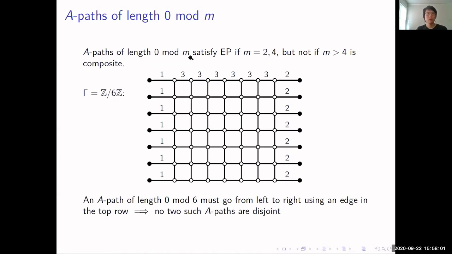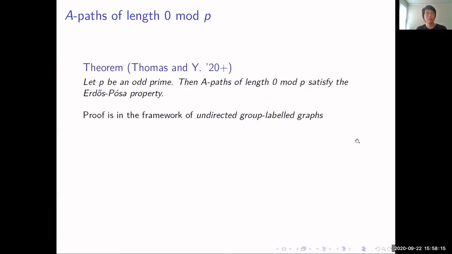Okay, so A paths with length 0 mod M satisfy the Erdős-Pósa property if M is either 2 or 4, but not for all composite numbers. So of course, the remaining question is, what about the odd primes? And our first result is that if P is an odd prime, then indeed the A paths of length 0 mod P satisfy the Erdős-Pósa property.